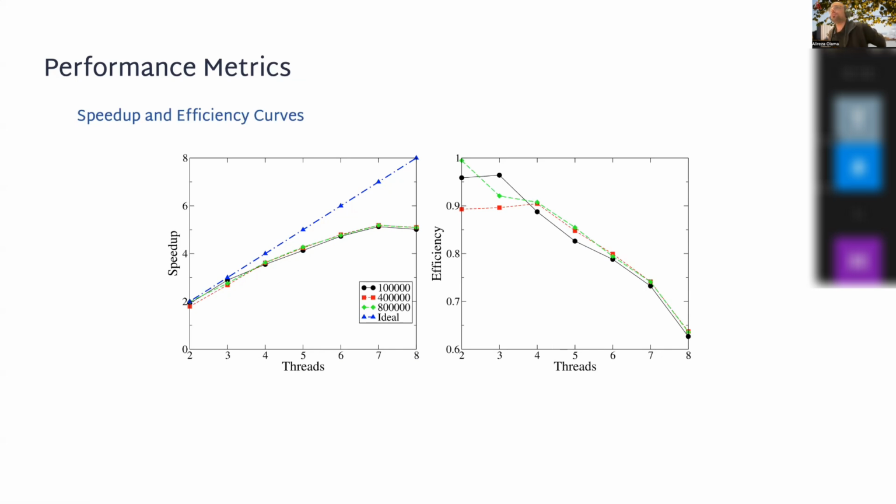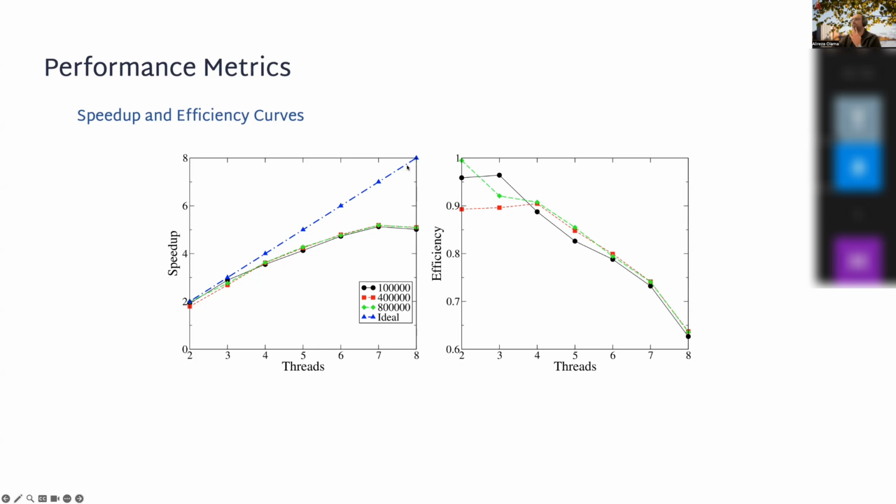So with the knowledge of speed up and efficiency, you can draw some curves that are called speed up and efficiency curves. For example, this is the speed up curve, the one on the left, for a numerical integration algorithm. As you can see, as we increase the number of threads, because of the parallel overhead, the speed up is not linearly increased. And the dashed blue line is our ideal speed up.